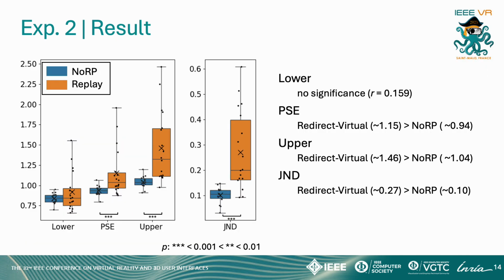Here is the figure plotting the detection thresholds for each participant. Statistical analysis showed no significant difference in the lower detection threshold, but the upper detection threshold, PSE, and JND were all significantly higher under the replay condition.